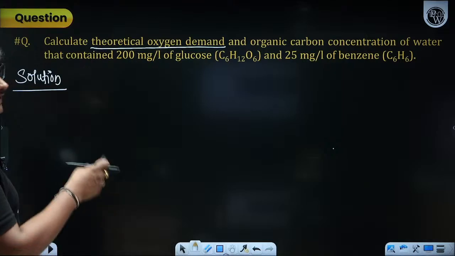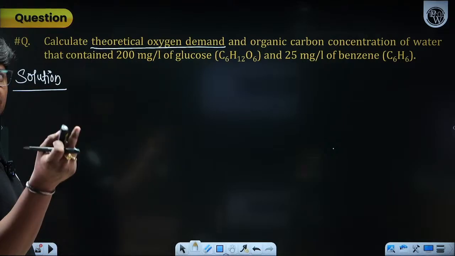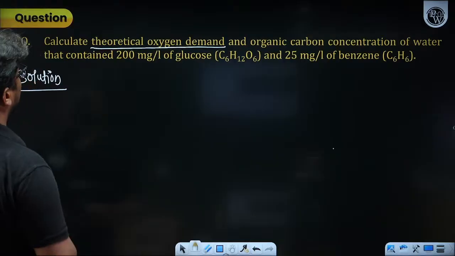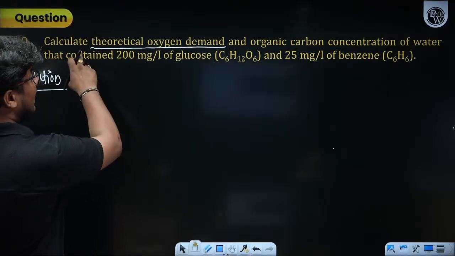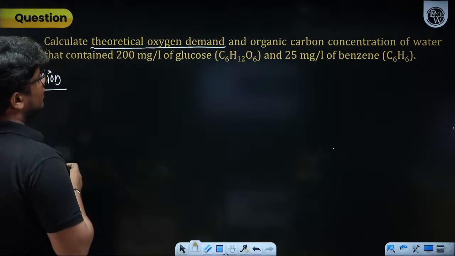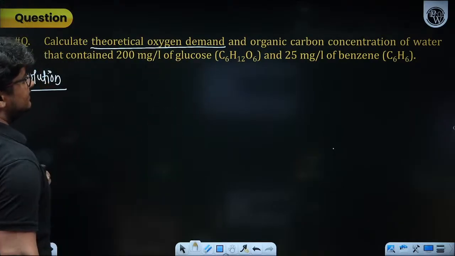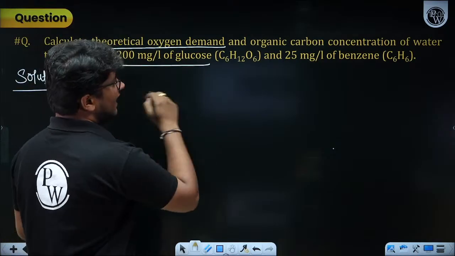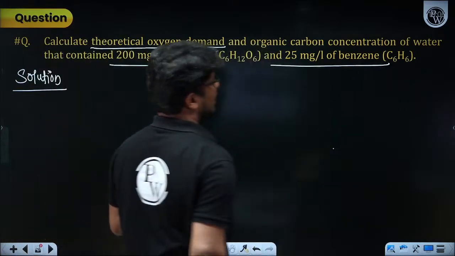Okay. Now let's come to the discussion, Rishi. Later on we can discuss your doubt also, if it is not clear. So we are talking about theoretical oxygen demand and the organic carbon concentration, and you have 200 milligram per liter of glucose and 25 milligram per liter of benzene.